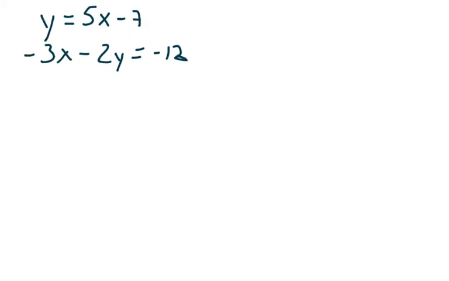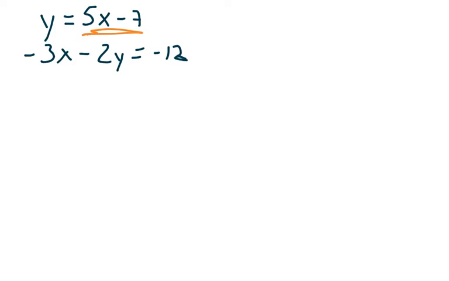Here's my system. My first equation is y equals 5x minus 7. My second equation is negative 3x minus 2y is equal to negative 12. So in this case, we are very fortunate because in the first equation, I already have y solved for. It's y is equal to this 5x minus 7. So I already have that first step done. So now I know that y is the same thing as 5x minus 7. Wherever there is a y, I can replace it with 5x minus 7.